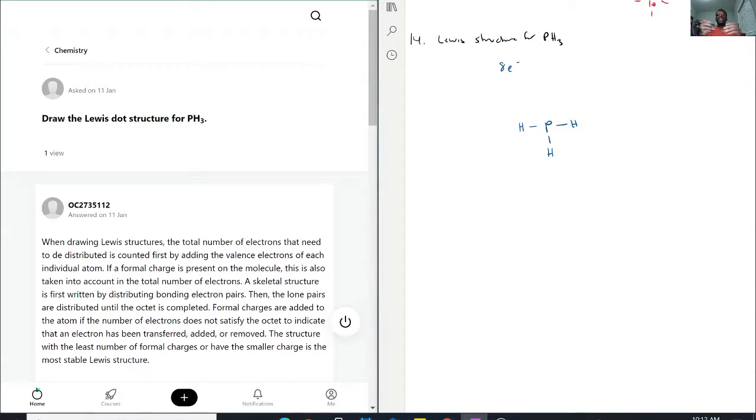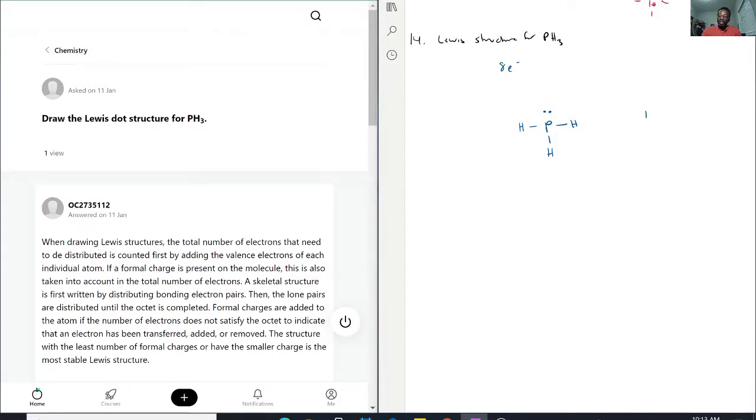Now let's fill in the rest of the electrons. Hydrogen is already done. It's sharing one of its 1, so we don't have to add anything there. But phosphorus is right now sharing 3 of its 5. So we're going to have 4, 5. And now let's check. Do we have 8 electrons total? Well, we do have 3 bonds, which is 6 electrons, and 1 lone pair, which is 2 more. So 8 electrons, check.